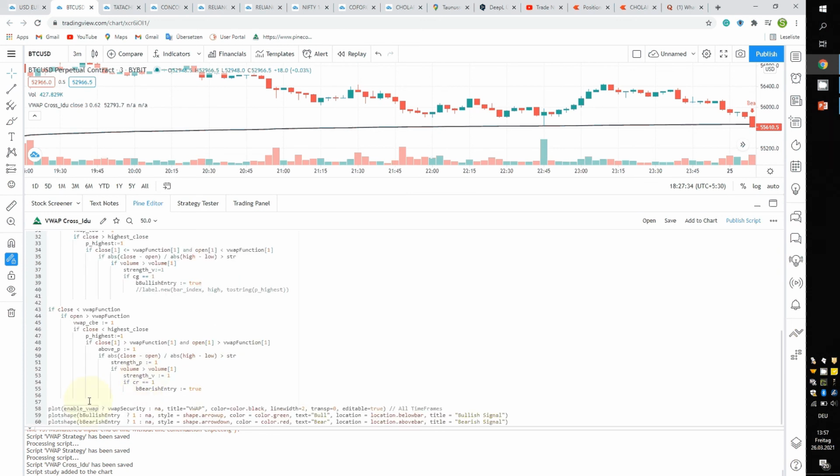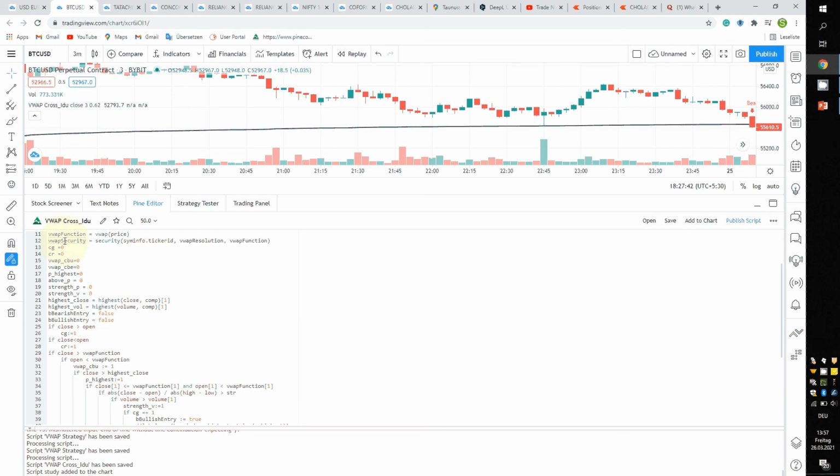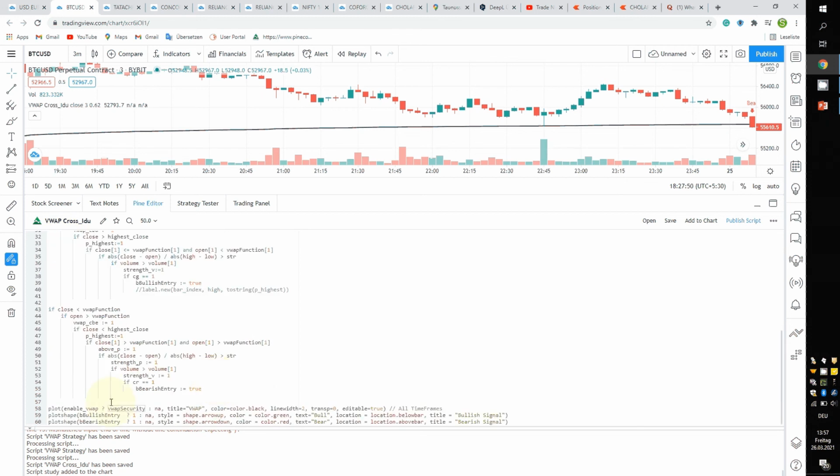So if the enable VWAP function is true, then it will plot the VWAP security, which has been calculated before. Here's the VWAP security. This is nothing but the VWAP function, the VWAP prices over the past candles. So it will plot the VWAP security, otherwise it won't plot anything. And you can choose the color for this. You can use the color class, which has different colors. I chose black here. You can choose your line width, transparency, editable, everything over here.